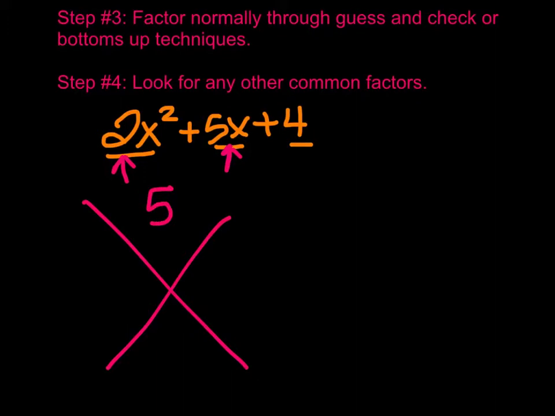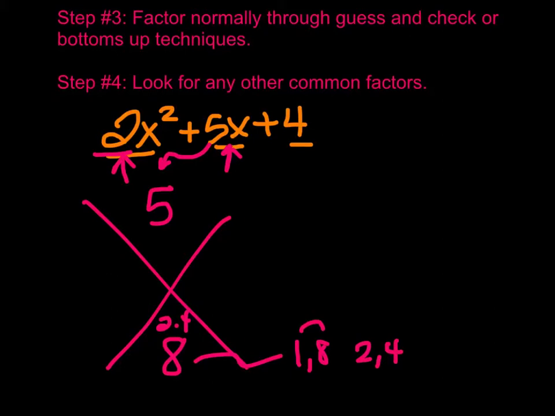I'm going to put a 5, my middle coefficient, here, and then I'm going to take my first coefficient of 2, times it by 4, and I get 8. Now, what are factors of 8 that could potentially add to 5? We got 1 and 8, and 2 and 4. These don't add or subtract to 5. They become either 7 or 9, and these become 6 or 2. So there's nothing that we can do for factoring.